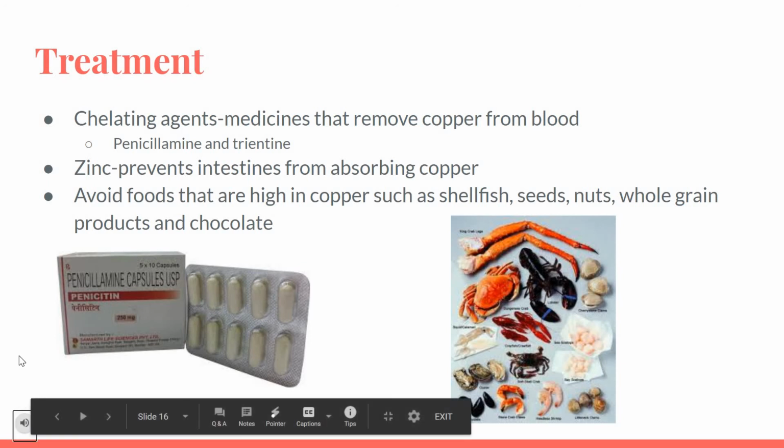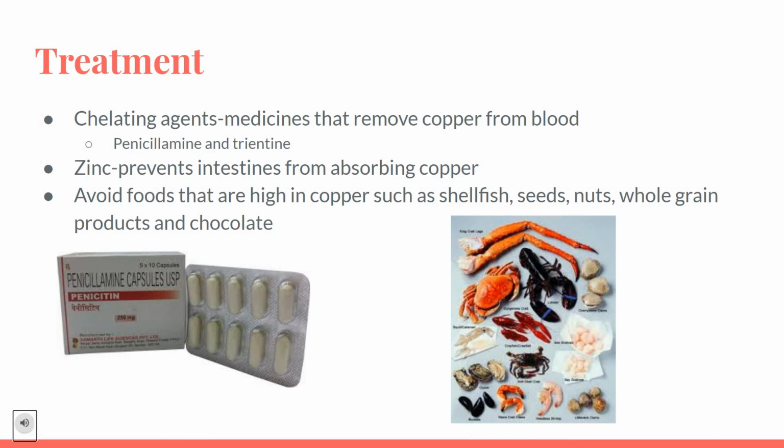Wilson's disease is typically treated through the use of chelating agents, or medicines that remove copper from the blood. Some of the most common ones are penicillamine and trientine. People with Wilson's disease may also be treated with zinc, which will prevent the intestines from absorbing copper present in the digestive system. Typically, they will also follow a diet that is low in copper and avoids foods that are high in copper, such as shellfish, seeds, nuts, whole grain products, and chocolate.